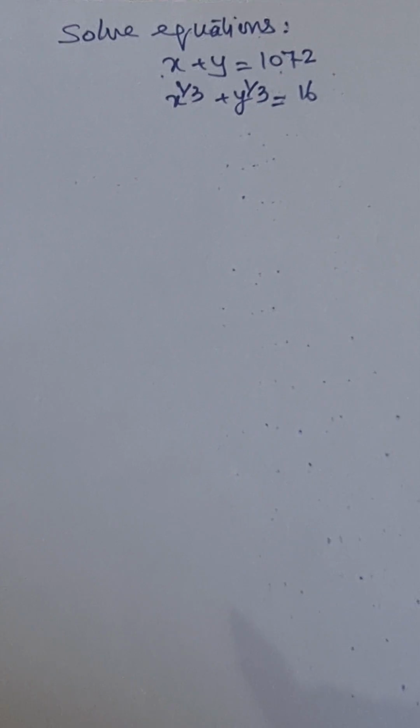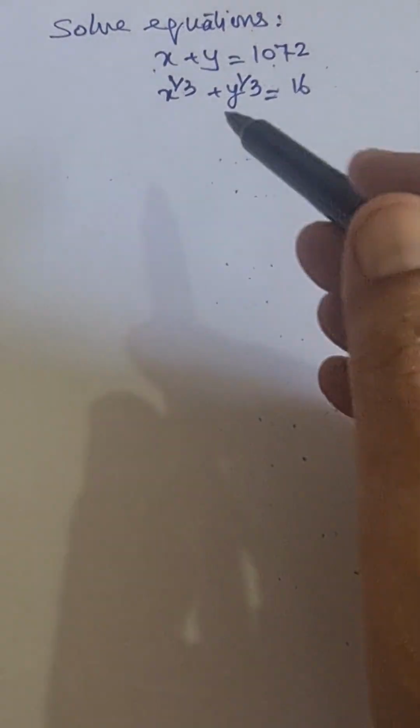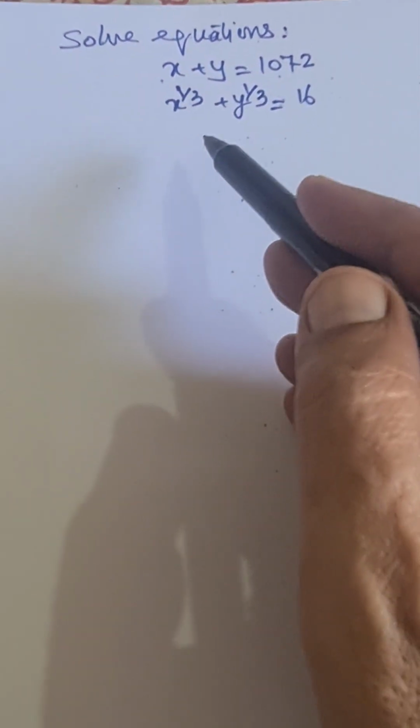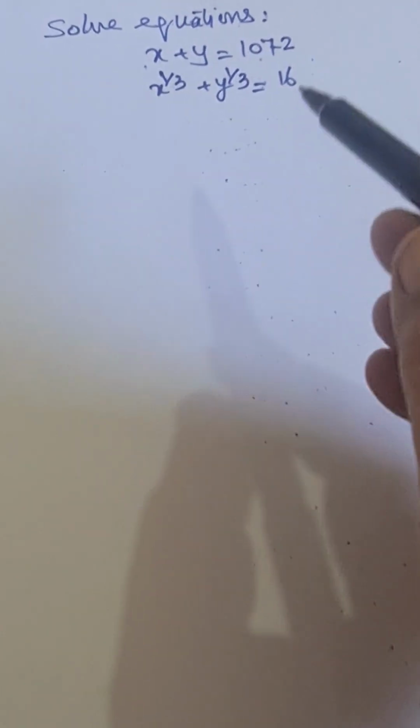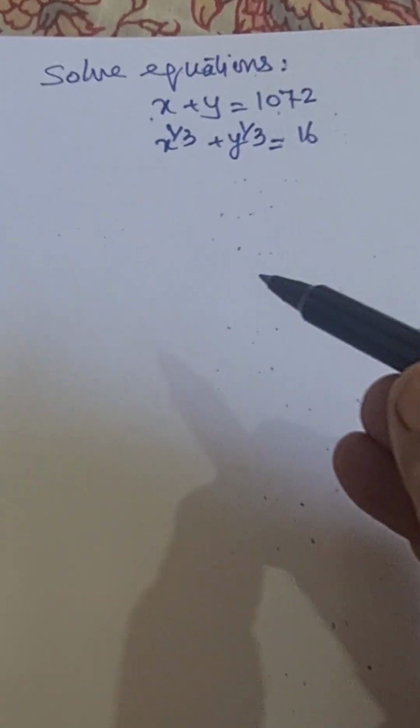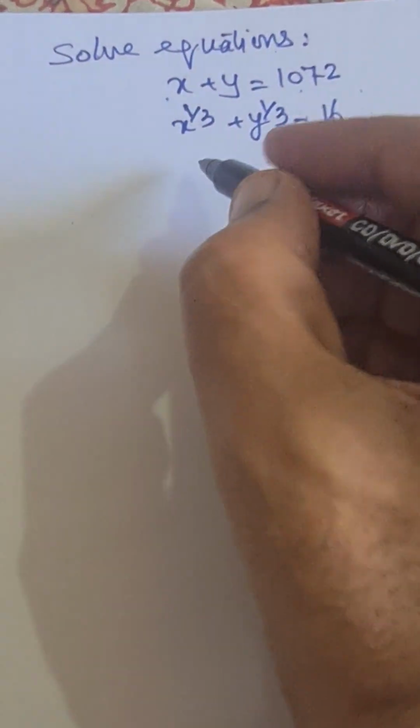In this video, we'll solve the equations x plus y equal to 1072 and x raised to 1 by 3 plus y raised to the power 1 by 3 equal to 16. So for solving this equation, we do the following transformations.